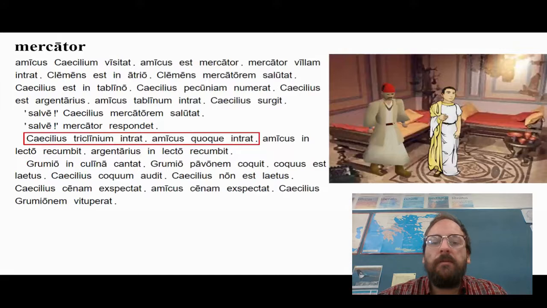Caecilius triclinum intrat. Amicus quoque intrat. They left the office or the study, the tablinum. Where are they now? Where have they gone to? Did both of them go, or did just one of them go? And how do you know it was both of them? What's the Latin word that lets you know that they both went?